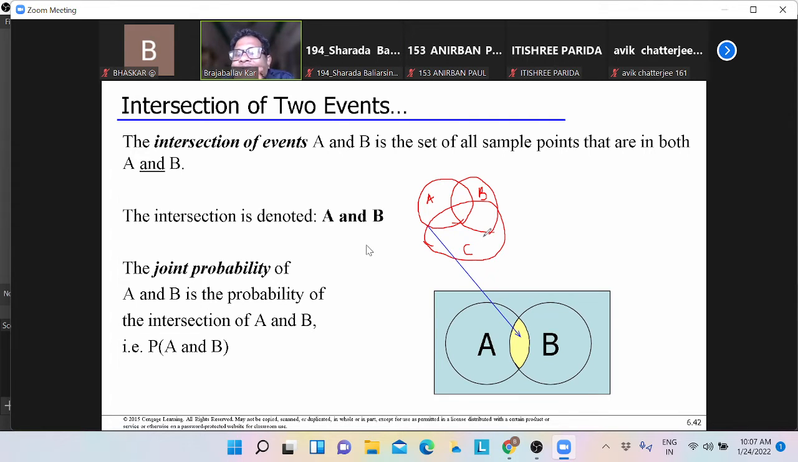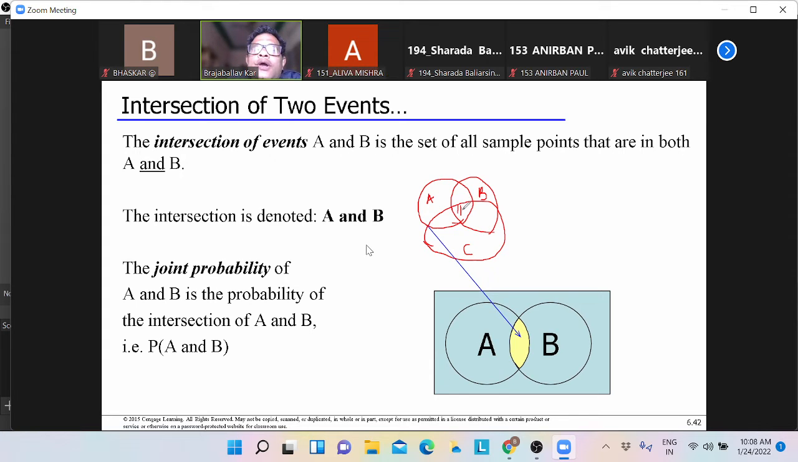Oliver, can you say this? Yes, sir. Tell me. A union B union C is equal to how much? Sir, probability of A plus B plus C minus probability of AB, minus probability of BC, minus probability of AC, plus probability of A, B and C. Yeah, that is the common part, A, B and C.